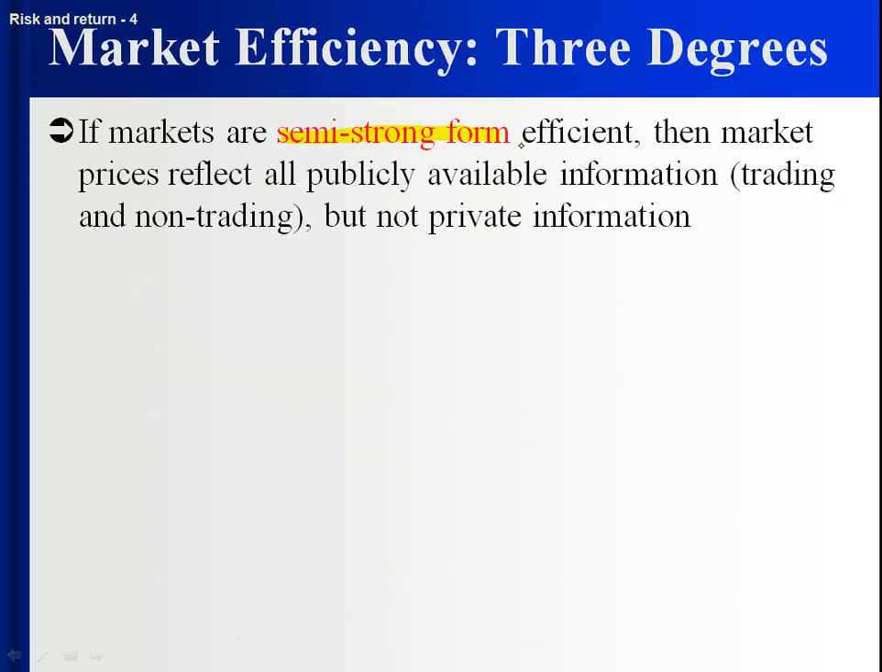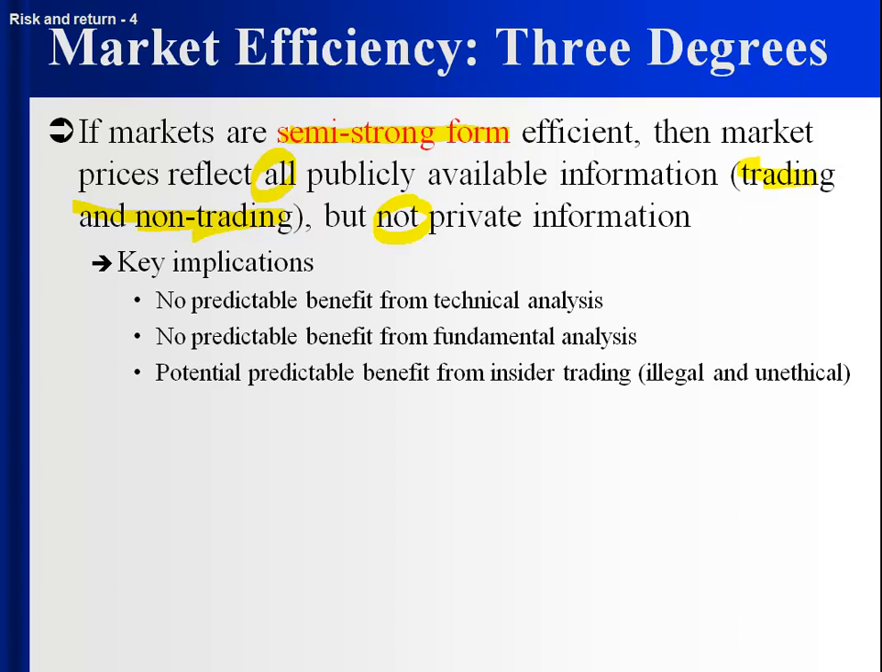The middle degree is semi-strong. In many ways, this is the most interesting. This says, in a case where you have a semi-strong efficient market, market prices reflect all publicly available information, both trading and non-trading, but not private information. So the implication here is that there's no benefit to either technical or fundamental analysis.